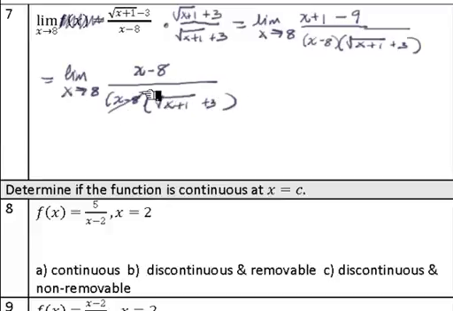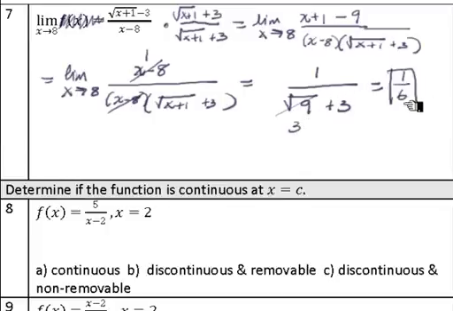And after we do this canceling, now we can take the limit. Just substitute in x equals 8 at this point, and we have 1 over square root 8 plus 1, over square root 9 plus 3. That's 1 over 3 plus 3, so the limit is 1/6.